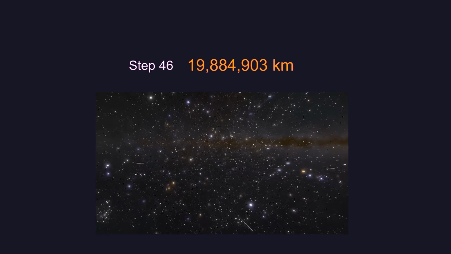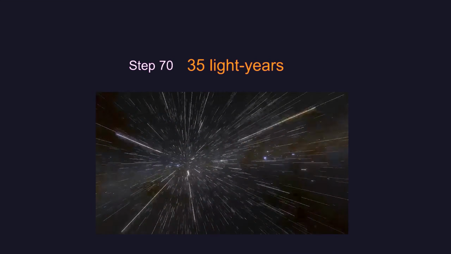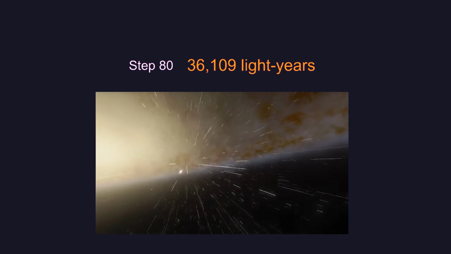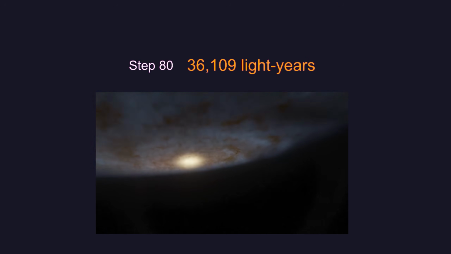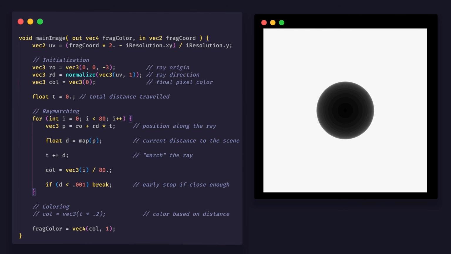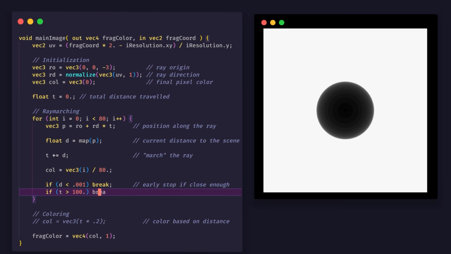Finally, at the end of its trip, 80 iterations and 36,000 light-years later, the ray would have traveled a third of the Milky Way at speeds that general relativity cannot comprehend. It's highly unlikely that we'll need to visualize objects at such extreme distances. So let's add another exit condition that halts the loop if the current distance traveled by the ray exceeds a certain value. We don't need to calculate this distance precisely given how fast the ray exits the scene.